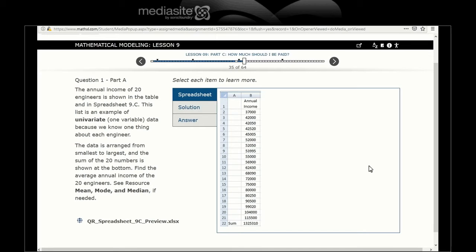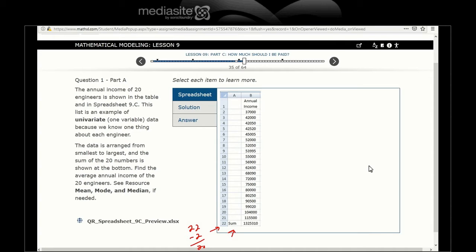So let's see, here we have income of 20 engineers. Now let's see, make sure we got 20 here. We got 22 lines, but one is a header, one is a sum, so 22 minus 2 is 20. Alrighty. So income of 20 engineers. This is an example of univariate, one variable data, because we know one thing about each engineer.